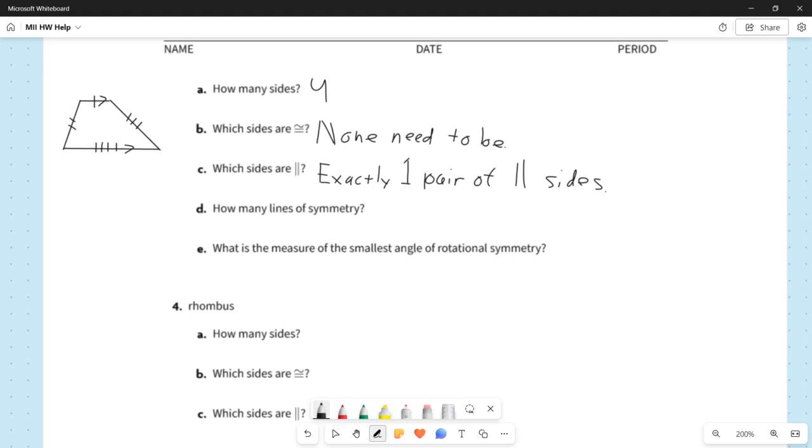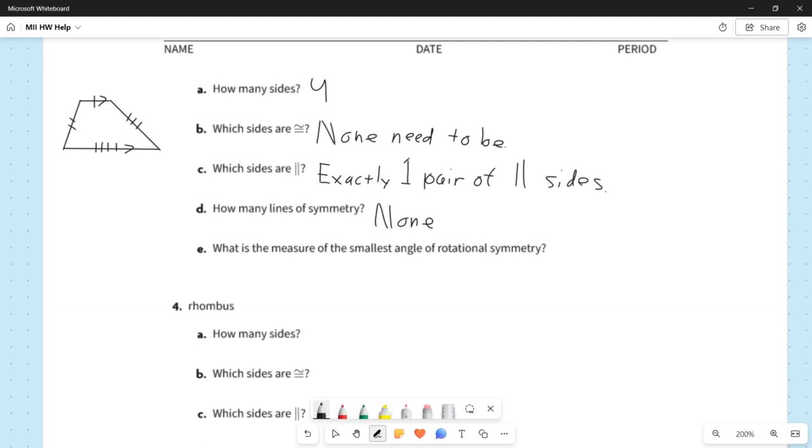How many lines of symmetry? Well, just like with the parallelogram, I cannot draw a line in this figure that is guaranteed to have the figure fold onto itself. So none.